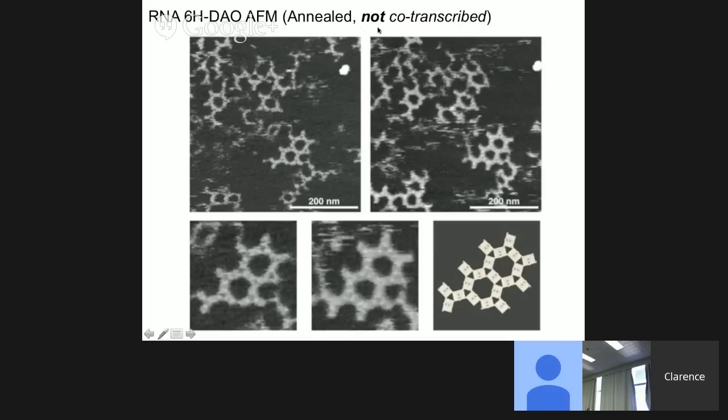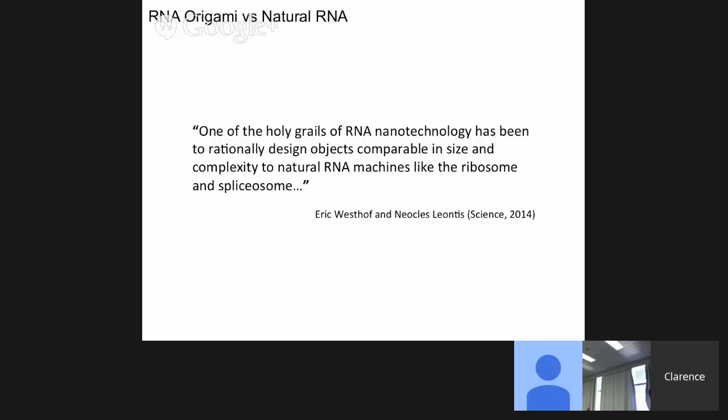But I will point out that this was annealed. It was not produced continuously in an enzymatic way, so it wasn't co-transcribed. We're working on that still. But I think it's good progress, and really this quote from two of the leaders in the field sums up what we're going for: we want to rationally design objects comparable in size and complexity to natural RNA machines, and that's the ribosome and the spliceosome.